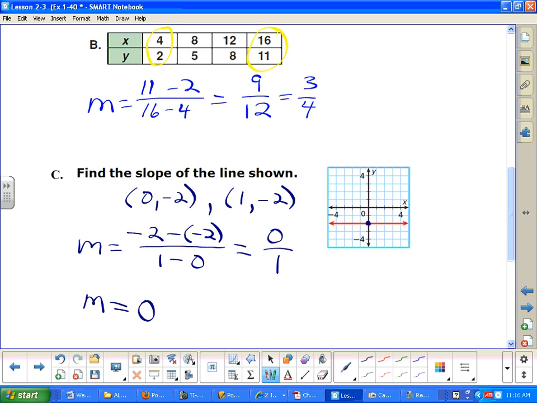So what we just proved is what we stated when we were talking about horizontal and vertical lines. A horizontal line has a slope of 0. A vertical line, the slope is undefined, because if it was a vertical line, those would have been switched and we would have had 0 in the denominator, and we can't divide by 0. Okay. Any questions?